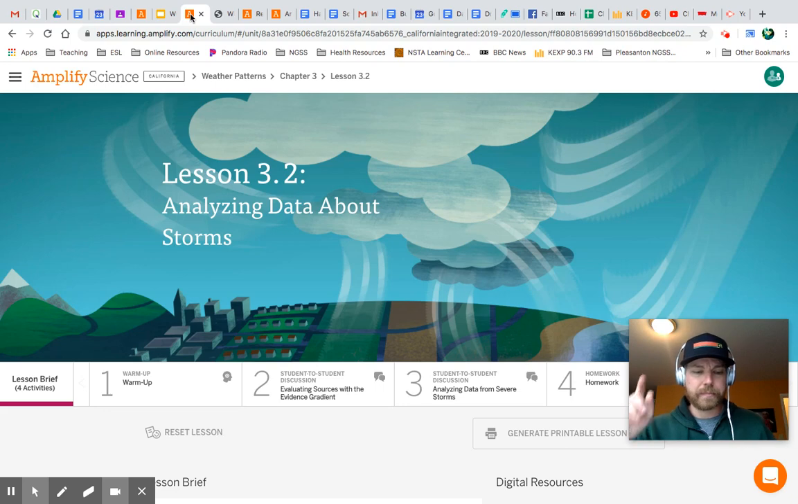It says, today, you'll look at weather data from several storms around the world to figure out if the severe rainfall in each storm was caused by a change in temperature, water vapor, or wind. You will also learn more about how scientists think about the sources where they get their data before deciding if they actually want to use and trust that data.